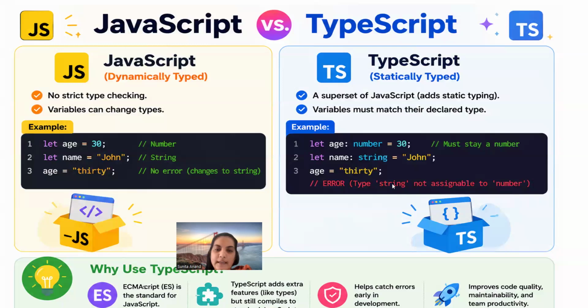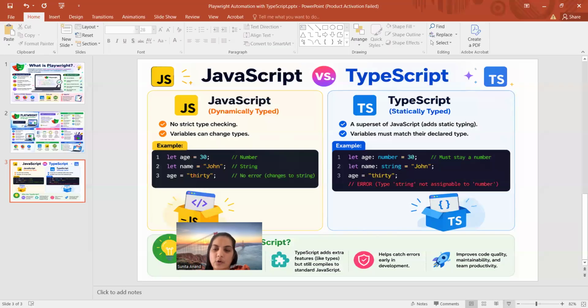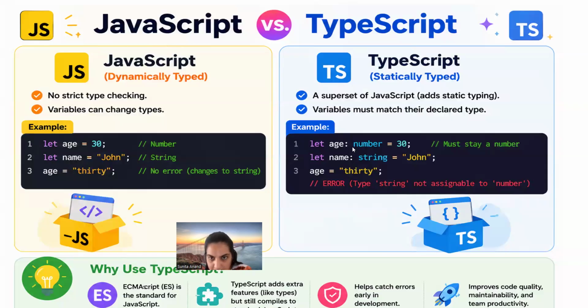You're going to get an error. It says type string is not assignable to number. So you know that age is already a number data type. Age is a variable of type number, and you are going to initialize a new string value to it. And in TypeScript, it is going to throw you an error.